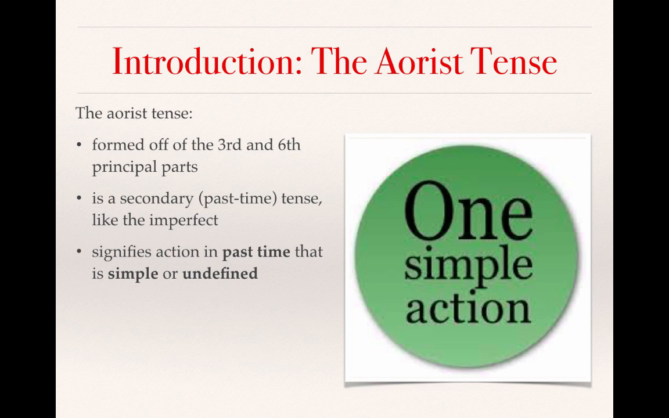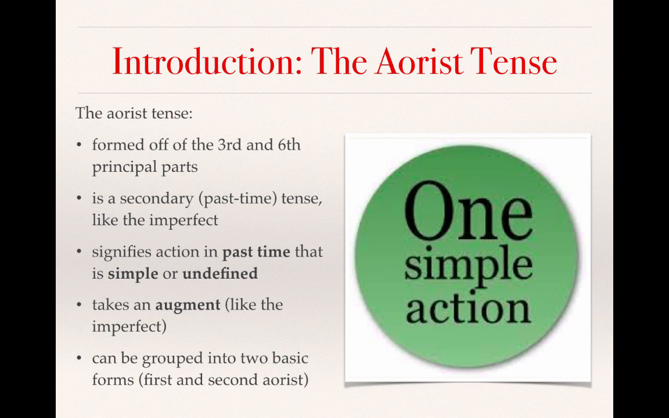Remember that with the imperfect tense, the aspect had the continuous notion rather than simple or undefined. Like the imperfect, the aorist tense takes an augment. And finally, the aorist can be grouped into 2 basic forms, the first and second aorist. This lecture is about the first aorist. The next lecture will be about the second aorist.